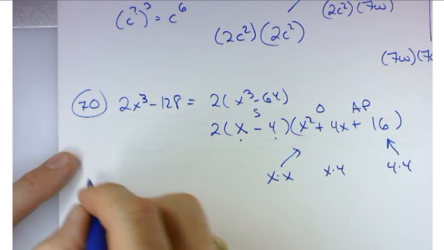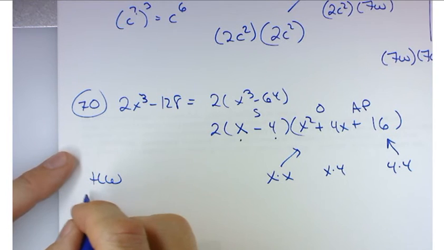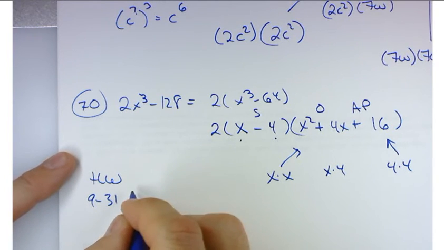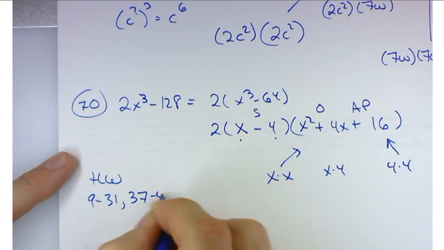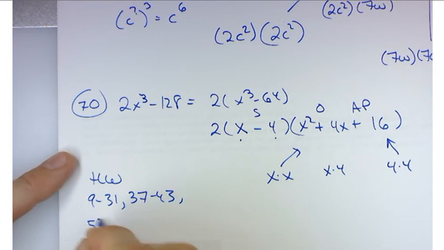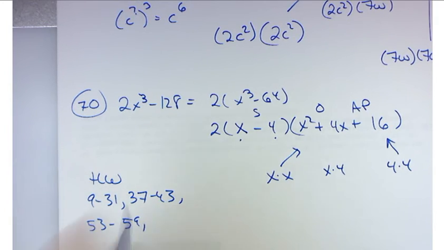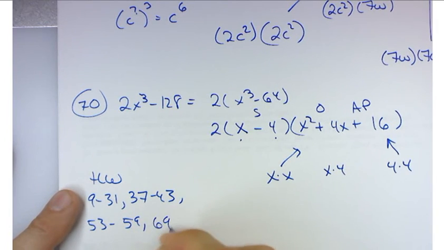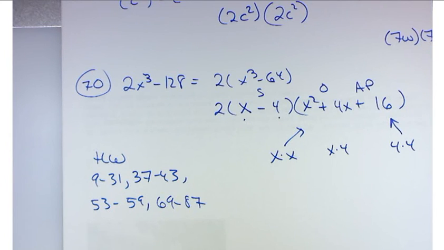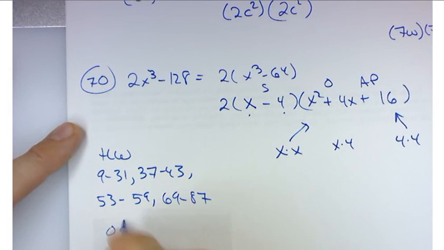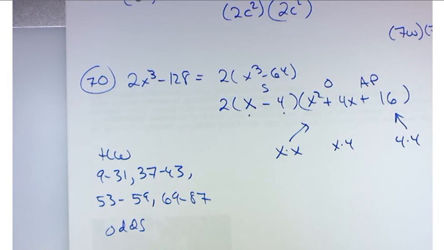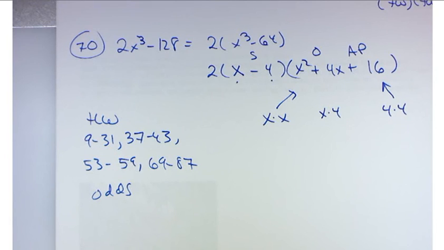For homework, try 9 through 31, 37 through 43, 53 through 59, and 64. No, let me just check something. Yeah, 69 through 87. I will go back and get that. As always, these are just the odds.